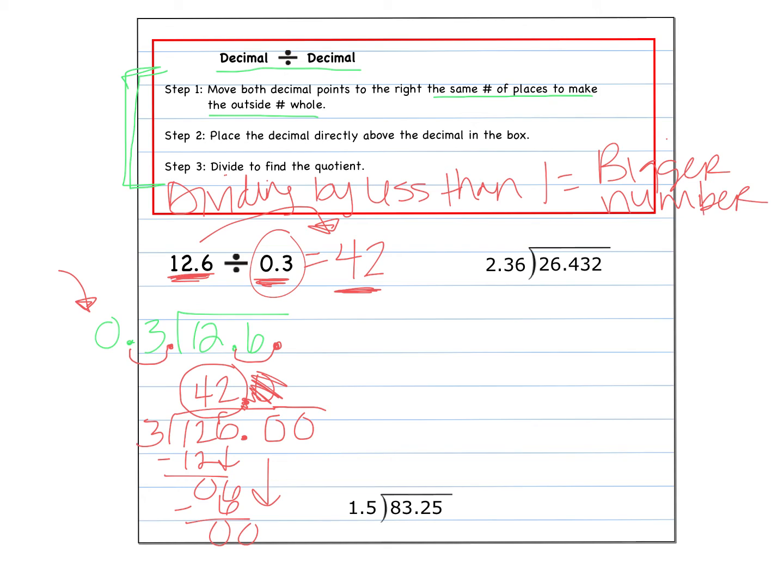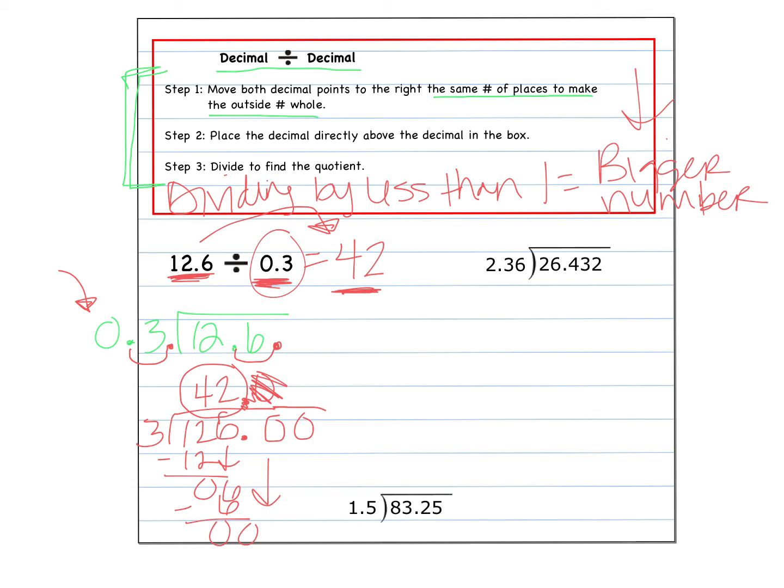Because basically what I'm doing is I'm taking 12 and 6/10 and I'm dividing it into groups of 3/10, which is I can get a little over 3 groups of 3/10 inside one group, or a one whole. So that's why we have more. So just keep that in mind. When we're dividing by a fraction or a decimal less than 1, our answer is going to get bigger.